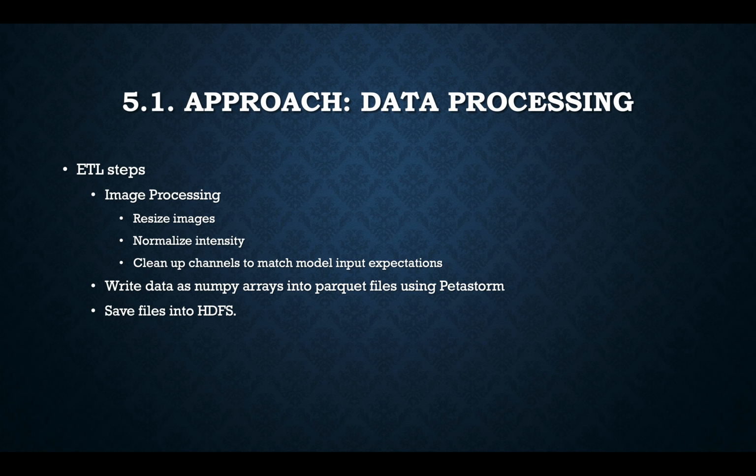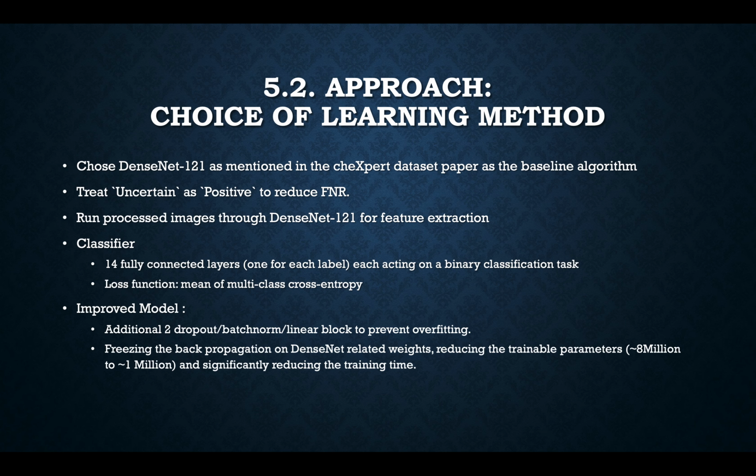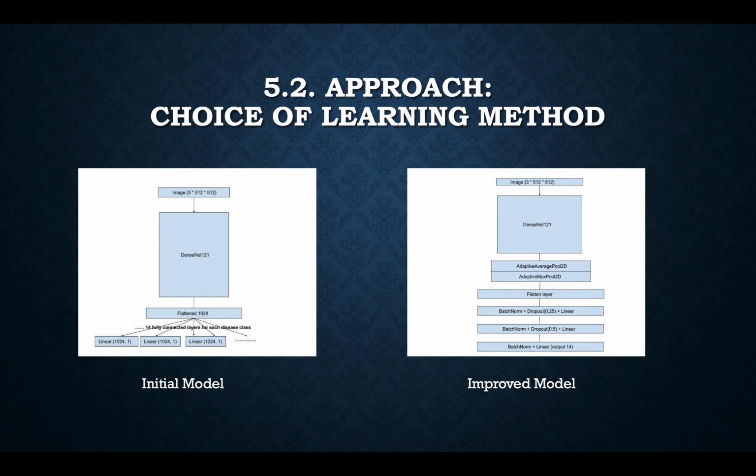Our data processing included image processing, writing the data as NumPy arrays, and saving files to a distributed file system. Our learning included choosing DenseNet 121 and improving that model, adding dropout layers and batch norm layers, as well as improving the performance of our training by reducing the number of trainable parameters. Here's a visual representation of our improvements for the DenseNet and learning. And now I'll give you a quick demonstration on my local machine of our script running.